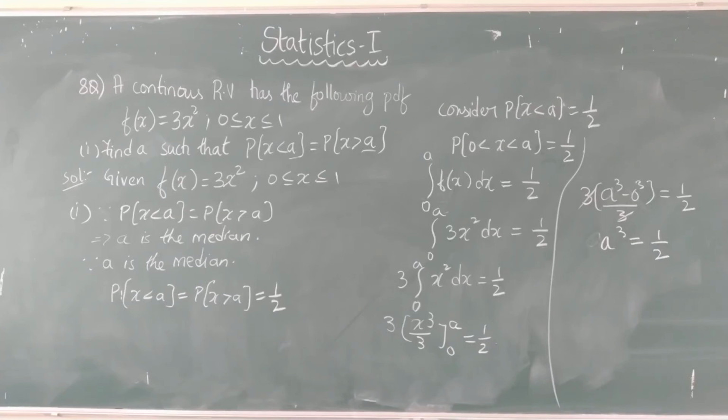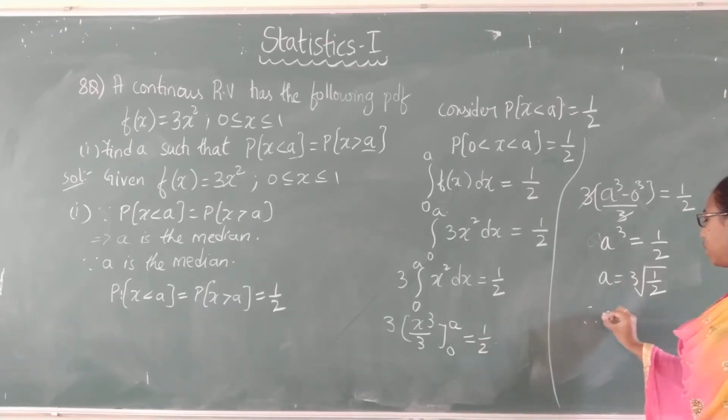So a cube equals 1 by 2 means what will be the a value? Cube root of 1 by 2. So here a equals cube root of 1 by 2. You can find this value in the calculator. I have shown you at the time of geometric mean also how to find the cube roots. So cube root of 1 by 2 is equal to how much? 0.793.